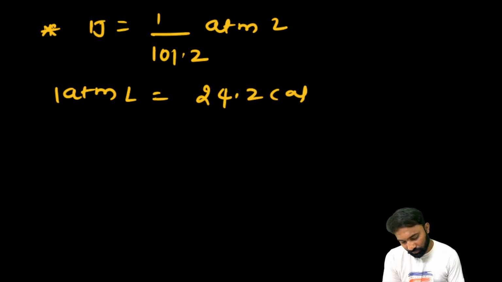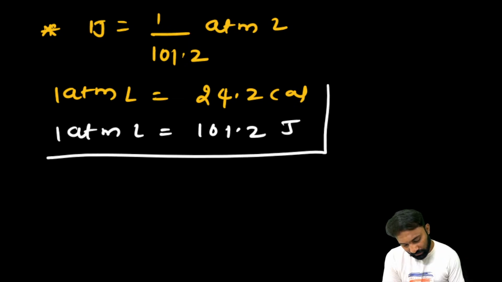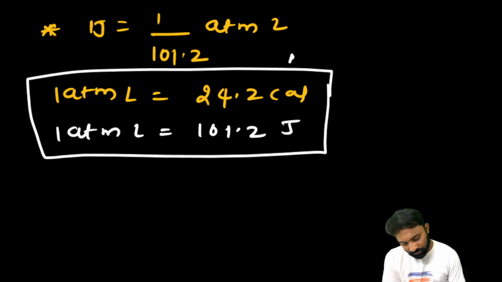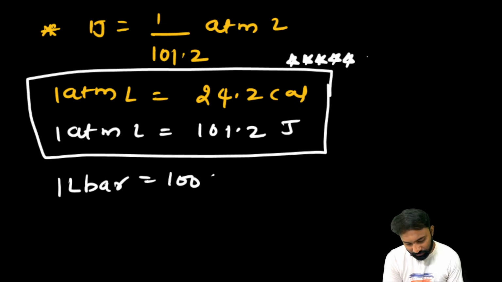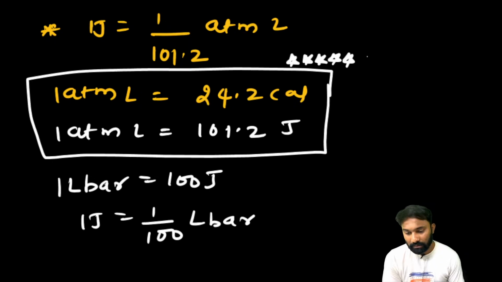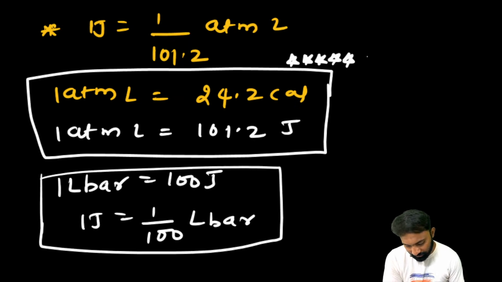Next, another very important thing you have to remember: 1 ATM liter is equal to 24.2 calories. Now how much in joules? 1 ATM liter is equal to 101.2 joules. These two units will play a very crucial role. You have to remember. Then next, 1 liter bar is equal to 100 joules. Right? 1 joule is equal to 1 by 100 liter bar. Clear? Now these are some units you have to remember. This will play a very crucial role.